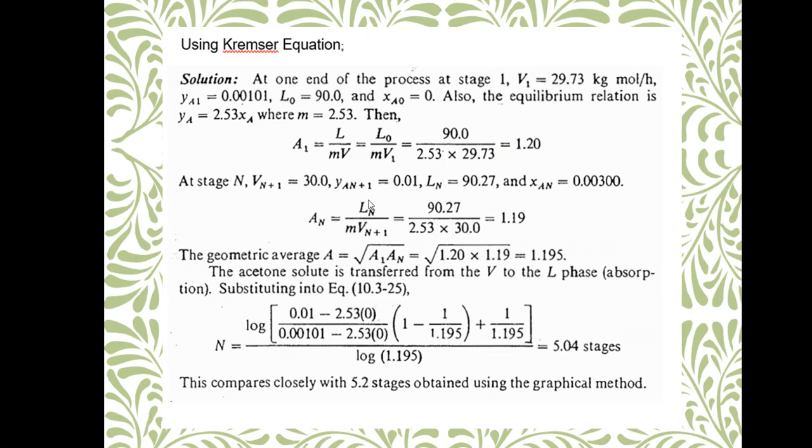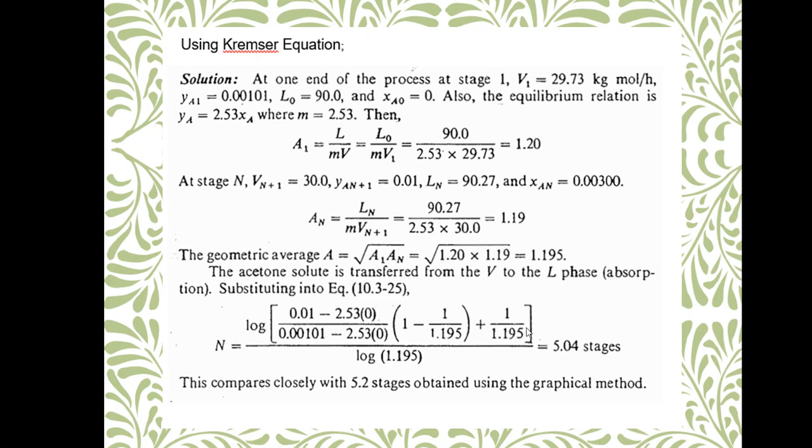We do the same for the lower part of the column. So, this time it's Ln and V sub n plus 1. This is the dilute end. So, your answer is 1.19. So, we can say from these two that more or less our operating line is straight, but nonetheless, we have to be accurate. So, since they're not equal, we need to get the geometric mean. So, your answer is 1.195.